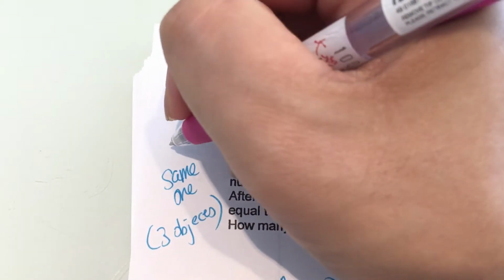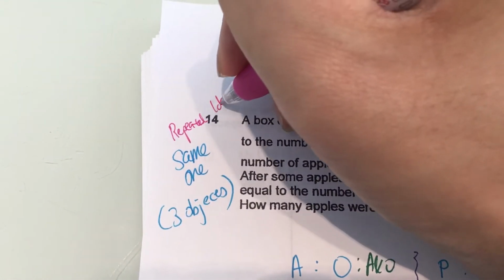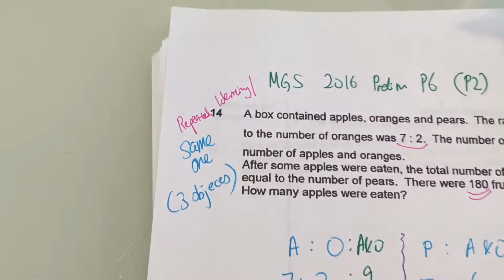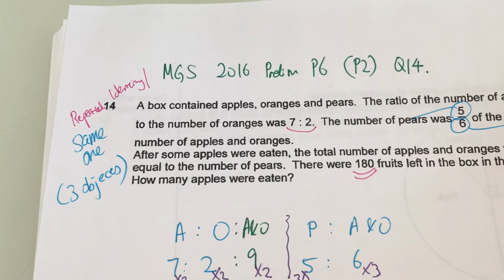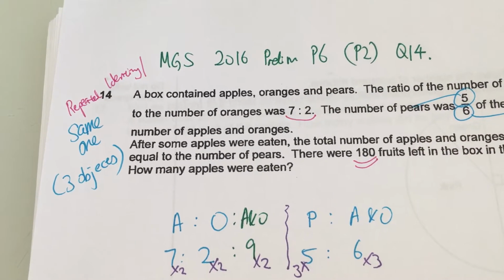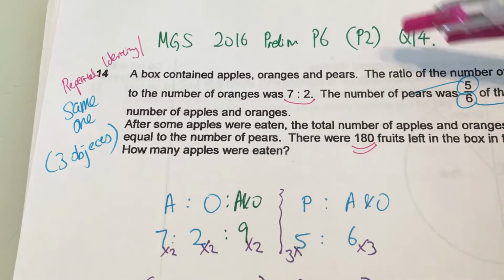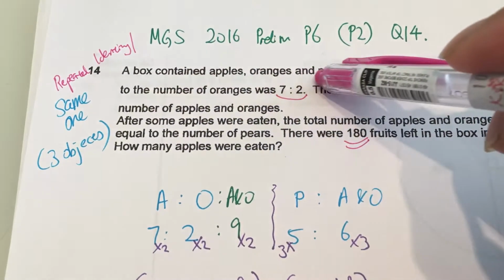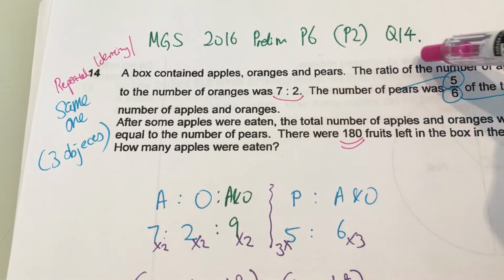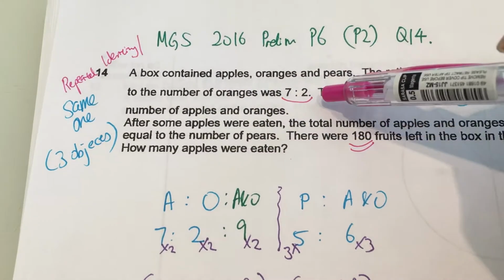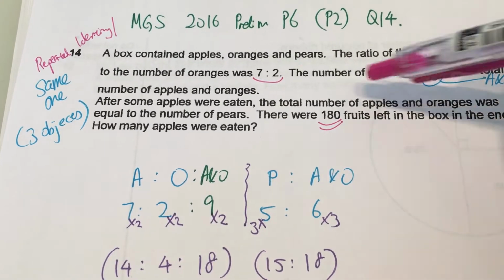Alright, in this question, I want to add in another concept, which is repeated identity. Okay, let's start. Normally when you see such a long question, you probably may have no idea where to start. What I can say is you always start from the first line, then you read on. This line is important and at the same time not important because you can't start off with a box contains apples, oranges, and pears. So the next important line will be this one.